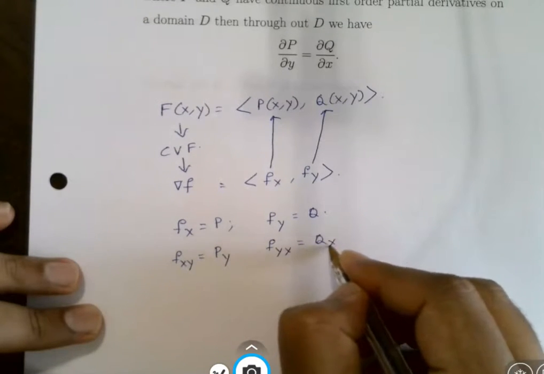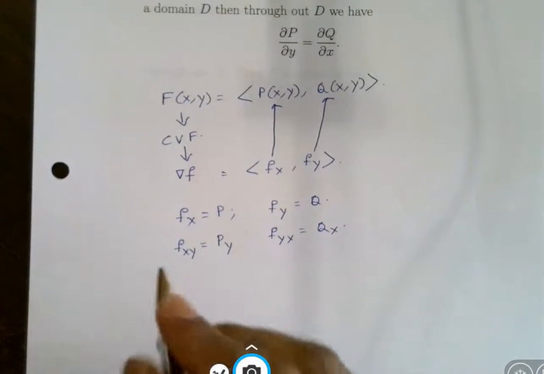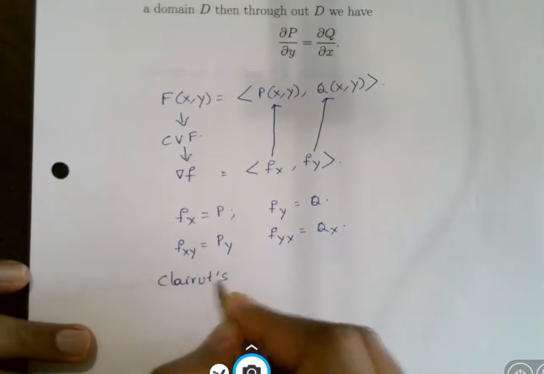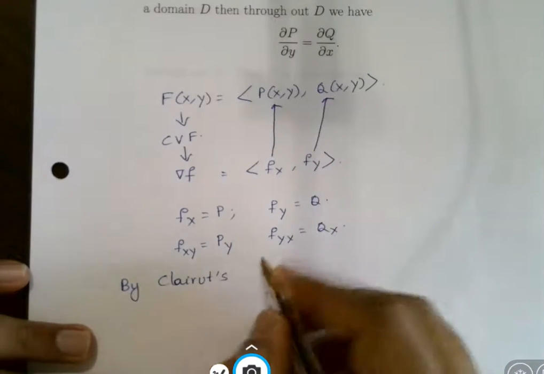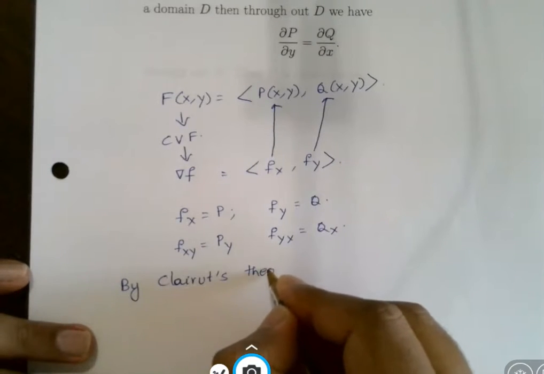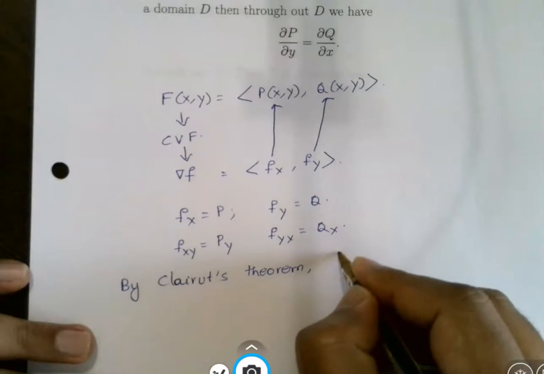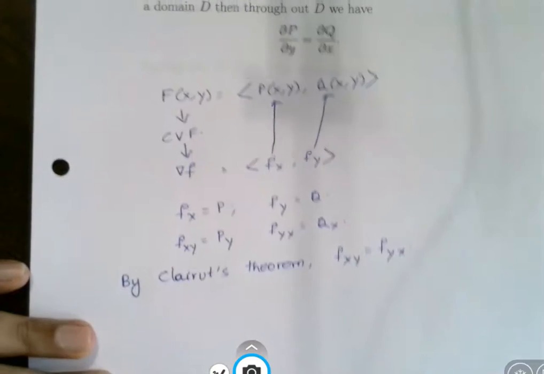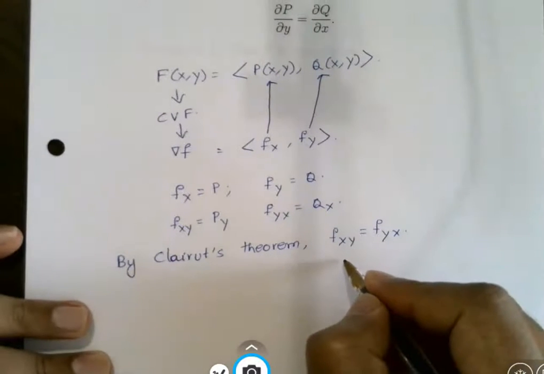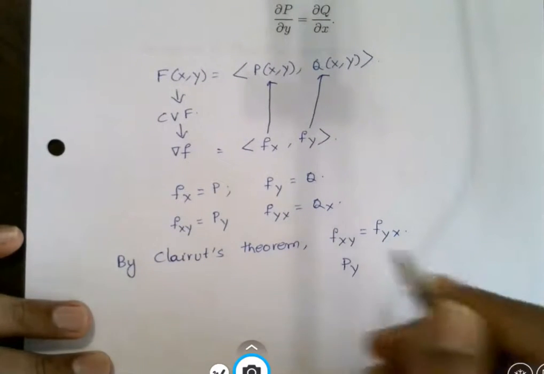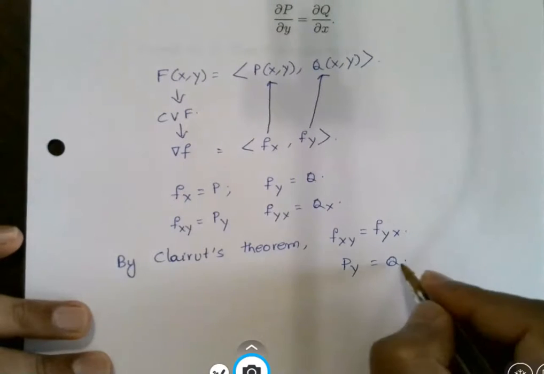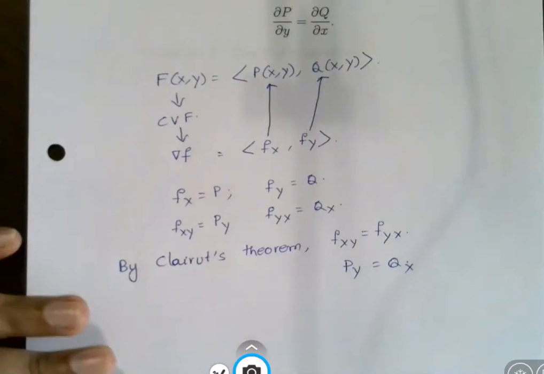If I find f_xy, that's going to be P_y, and if I find f_yx, that's going to be Q_x. But then from Clairaut's theorem, whichever way you want to say it, we know that f_xy equals f_yx, correct? Once that is true, by Clairaut's theorem, P_y is equal to Q_x. Do you agree with me? So what are we saying?